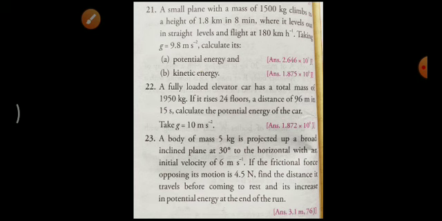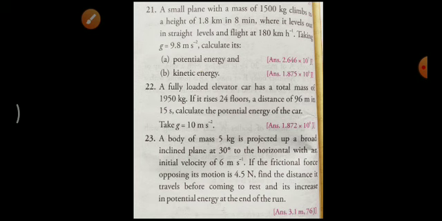Where it levels out in straight level flight at 180 kilometer per hour. That velocity is also given, but it is not given in the SI system, so we need to convert it to meter per second. After converting, it will come to 50 meter per second, taking the value of g as 9.8 meter per second square.